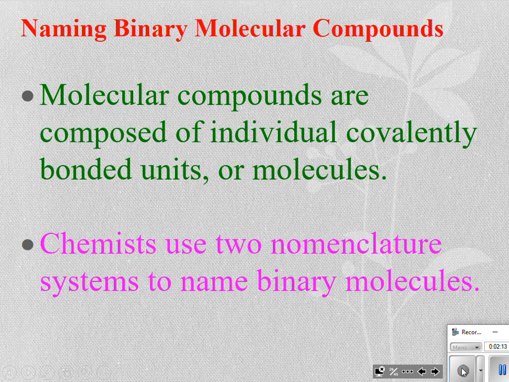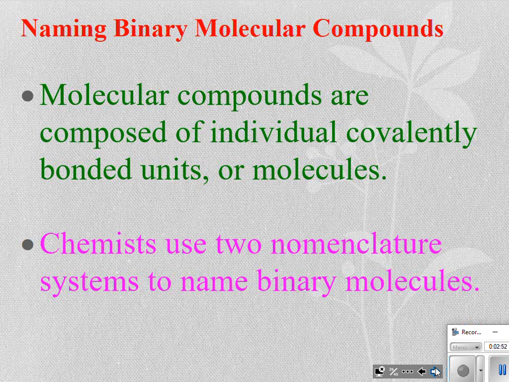So, how do we differentiate between the two? The first question you should ask yourself is, am I dealing with a metal, a nonmetal? Am I dealing with polyatomics? Okay, metal and a nonmetal and polyatomics are all ionic bonding, meaning you would use the ionic way to name things. If I'm dealing with two nonmetals, I am going to use the binary molecular way to name things.